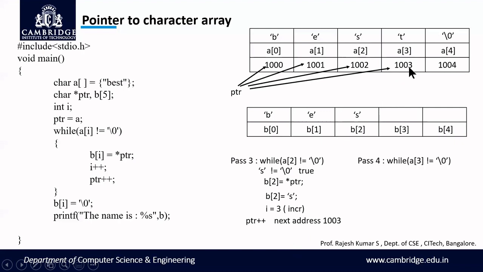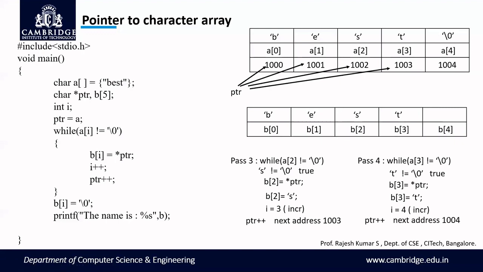Again, what happens? The looping continues. When I value is 3, we are checking for the A of 3. A of 3 is T. T is not equal to null. Yes, it is true. Next, what we do is B of 3 is equal to star of PTR. That is, in this particular address is T. T is stored in the array B of 3. Again, I gets incremented. I will become 4, and we are incrementing the pointer. When I'm incrementing, the pointer will point to the next address 1004.